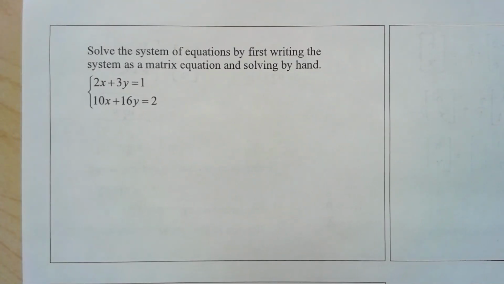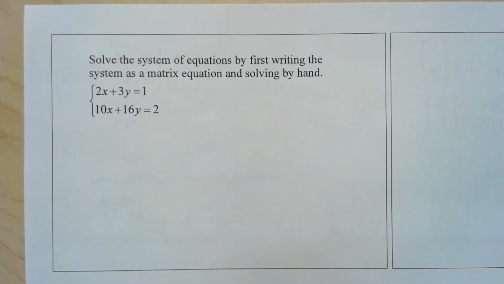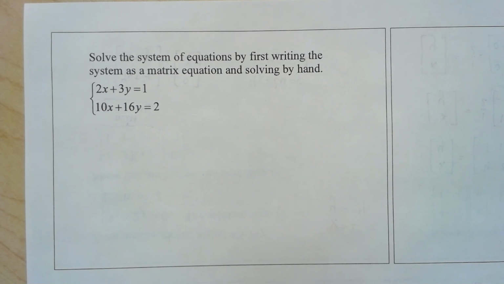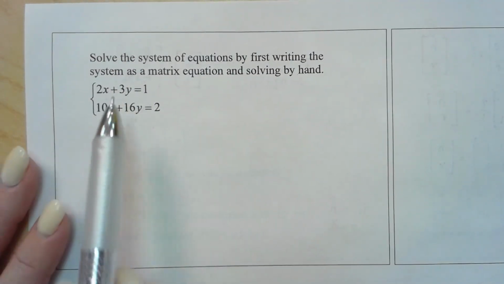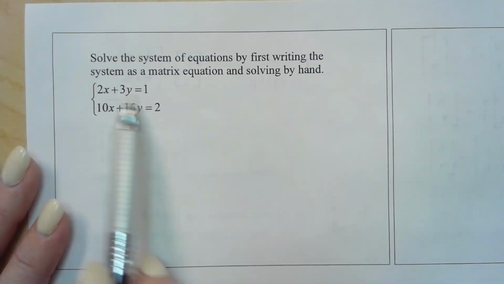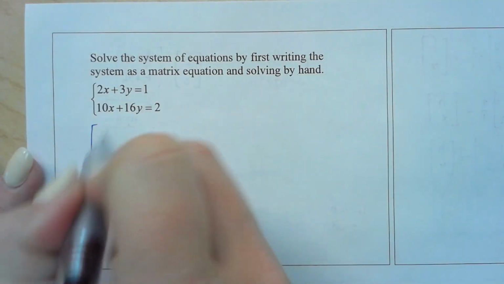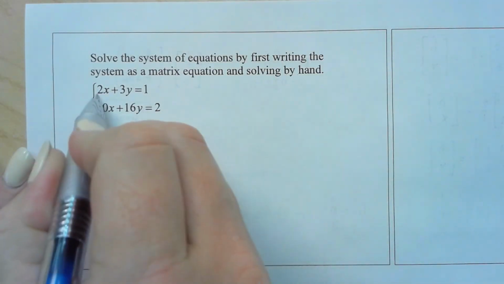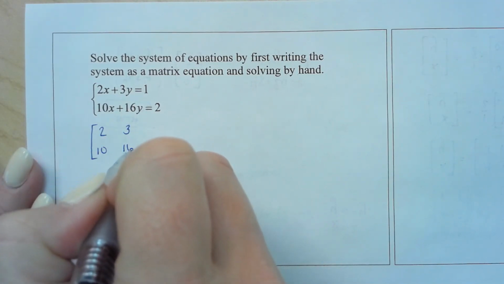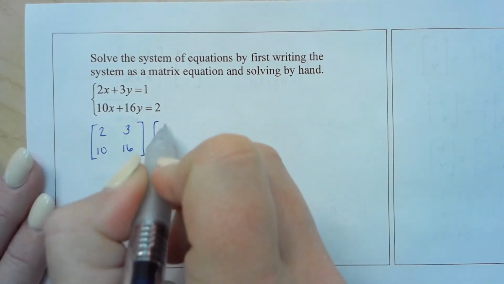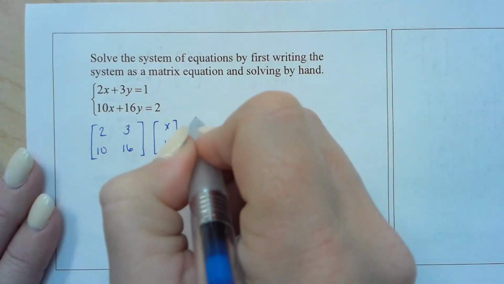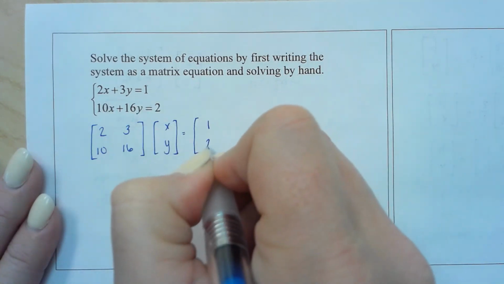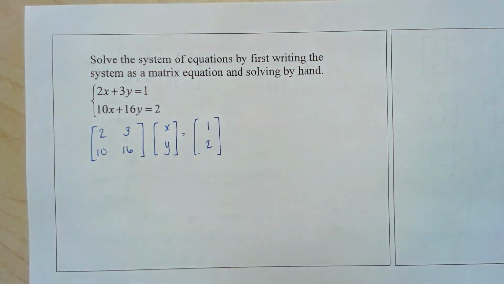All right, so let's take a look at the next one. It says, solve the system of equations by first writing the system as a matrix equation and solving by hand. All right, so what we saw in our previous one was that if it's in standard form, you can have your coefficient matrix, so 2, 3, 10, 16, times your variable matrix xy, and that will equal your constant matrix 1, 2.